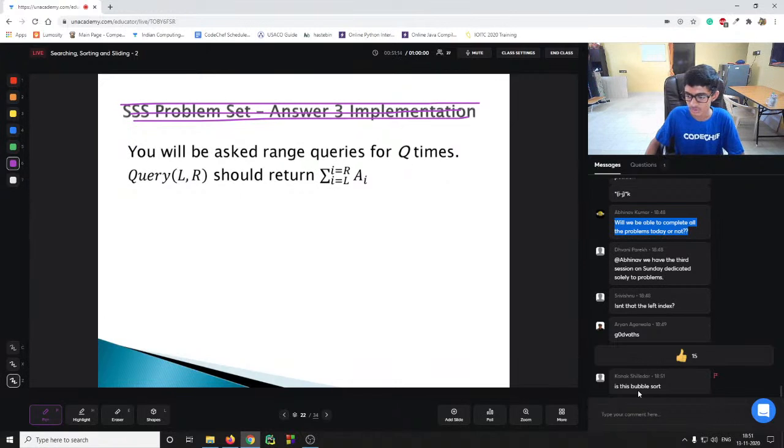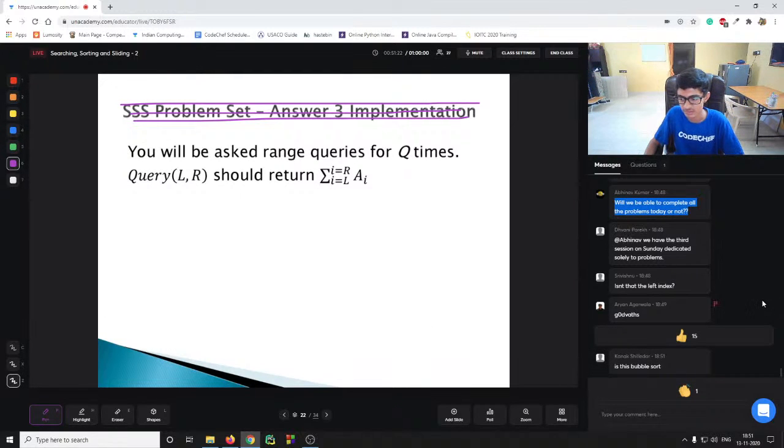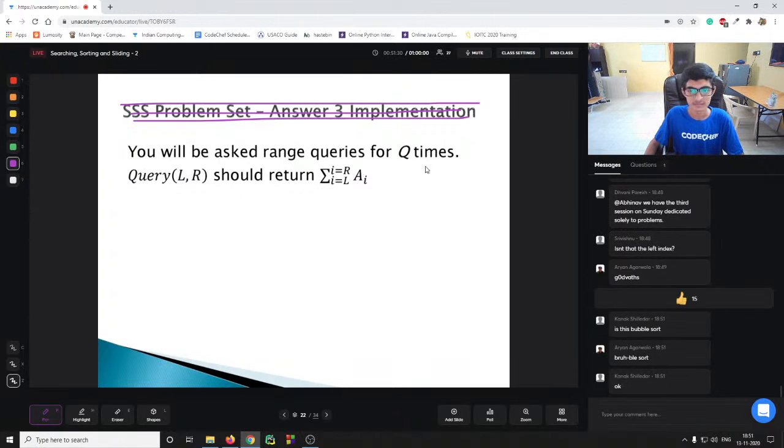Is this bubble sort? No, this is not bubble sort. I guess it has a name. I guess it's selection sort. I'm not sure.